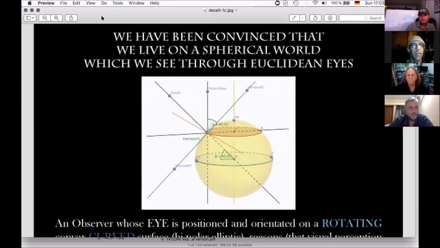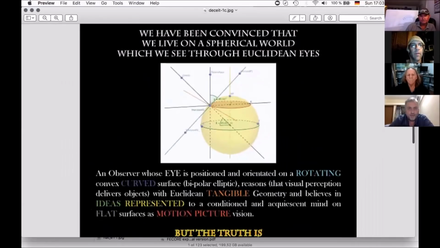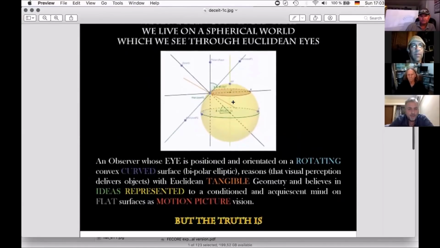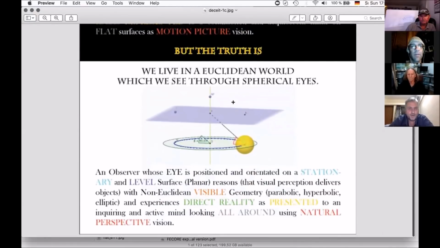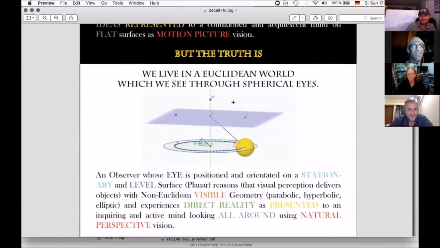Yeah. We have been convinced that we live on a spherical world which we see through Euclidean eyes, but the truth is we live in a Euclidean world which we see through spherical eyes. Yep. That's perfect.